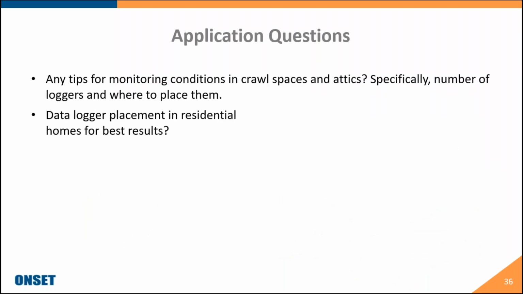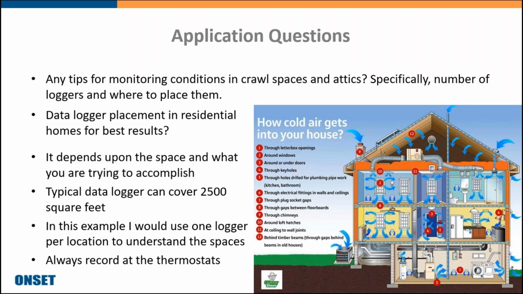Another question that we had pop up was any tips for monitoring conditions in crawl spaces and attics, specifically the number of data loggers and where to place them. And again, data logger placement in residential homes for best results. Typically, for most residential homes, you really only need one data logger per space.